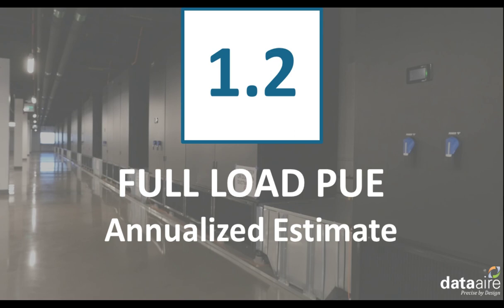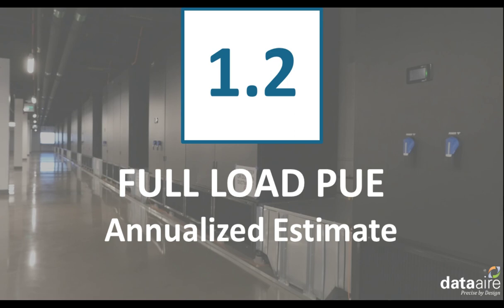So this project resulted in an annualized PUE estimate of 1.2. So if you're not familiar with PUE, it's power usage effectiveness. And to estimate PUE, you take the total facility energy consumption, which is the cooling plus the IT equipment, and you divide it by the IT equipment. So to give you an idea, a PUE of 2 is very high, but there are a lot of data centers operating at that level. More common data center PUEs are between 1.5 and 1.7.